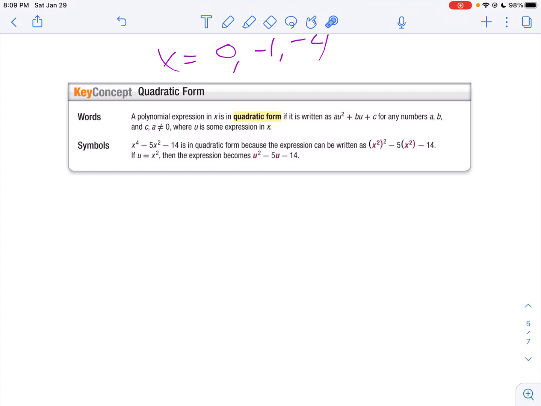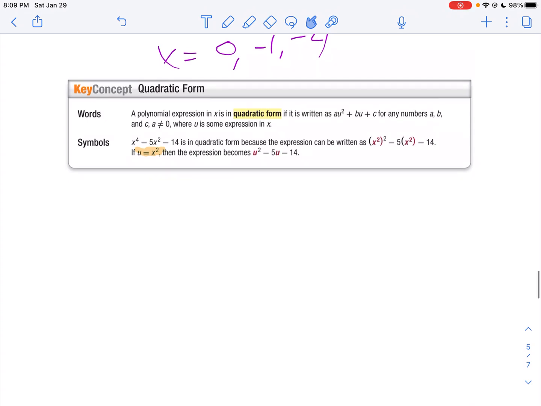is I'm going to let u equal x squared. And so then instead of writing x squared, I'm going to write u. So I'm going to say minus 5u, and then to find x to the fourth, I'm going to take u squared. And then we get that term. So what happens, it makes it a lot easier to solve when you put it in this form. So let's apply that to a problem.